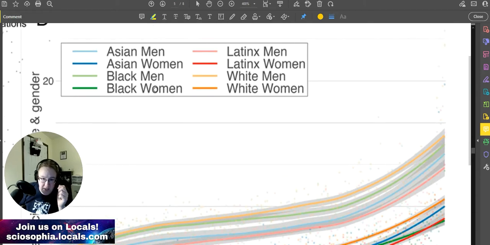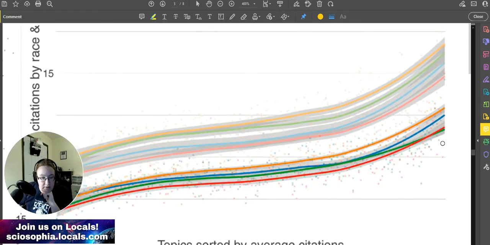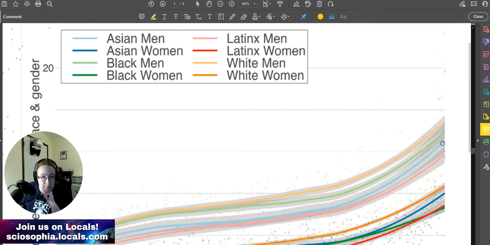And I would point out this right here. This color here is their lowest smooth for black men. And it overlaps nearly perfectly with a whole bunch of others. So this has to do with average citations by race and gender. And there's actually plenty of significant overlap right here in their smoothers. So I would actually argue, no, you actually do have very significant overlap.